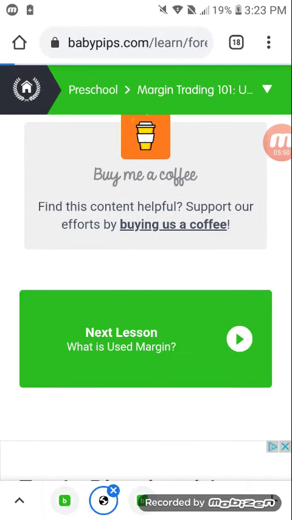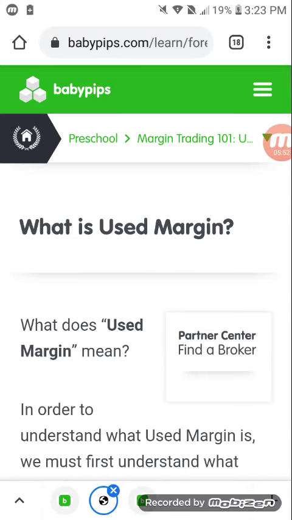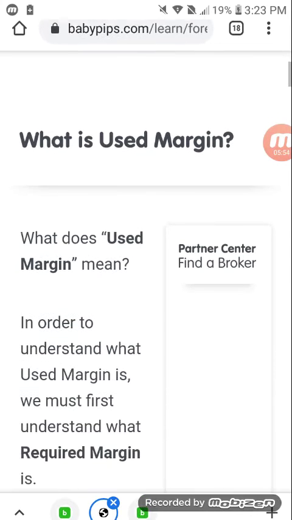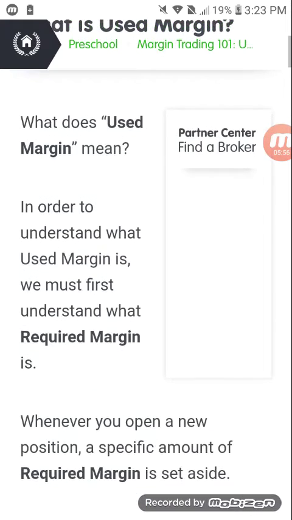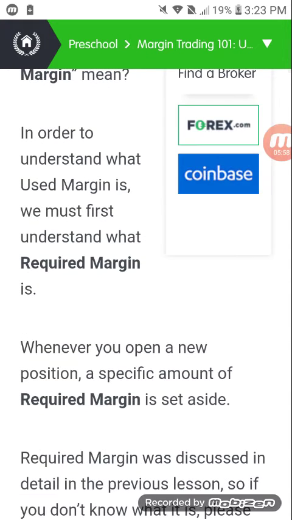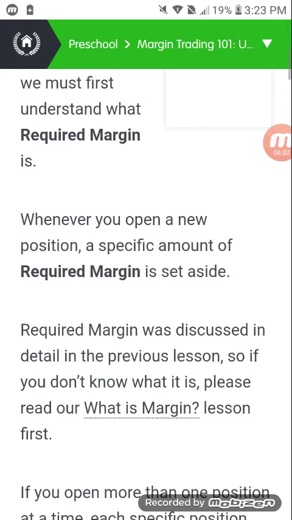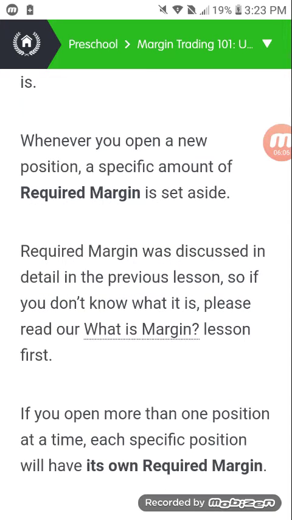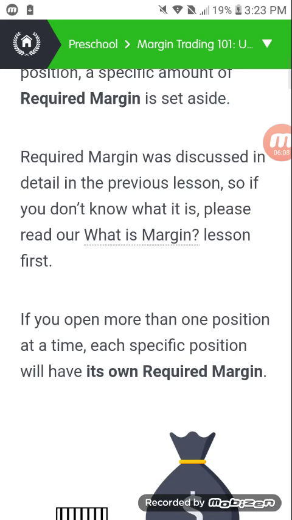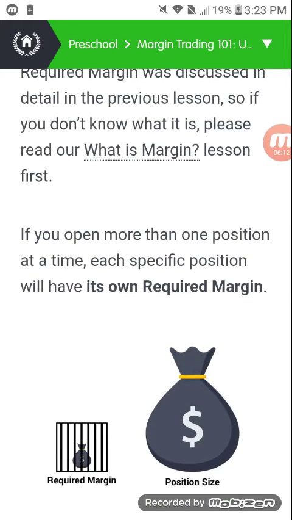So what is used margin? What does used margin mean? In order to understand what used margin is, we must first understand what required margin is. Whenever you open a new position, a specific amount of required margin is set aside. Required margin was discussed in detail in the previous lesson, so if you don't know what it is, please read our what is margin lesson first.